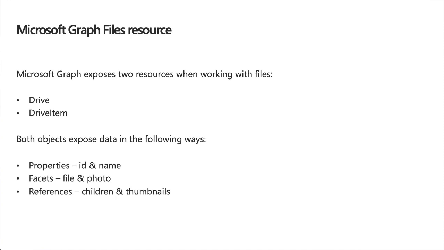The Drive endpoint represents a logical container of files, like a document library or a user's OneDrive. A Drive item represents an item within a drive, like a document, photo, video, or a folder. These two resources expose data in the following ways. You've got properties, which are going to include things such as an ID, a name, and expose simple values as strings, numbers, and booleans. A facet, such as a file or a photo, exposes complex values, and the presence of facets, like file or folder, indicates behaviors and properties of a Drive item. And references, such as children and thumbnails, point to other resource collections.